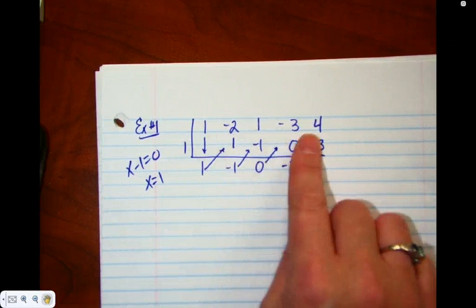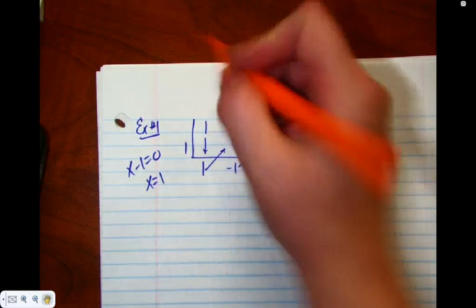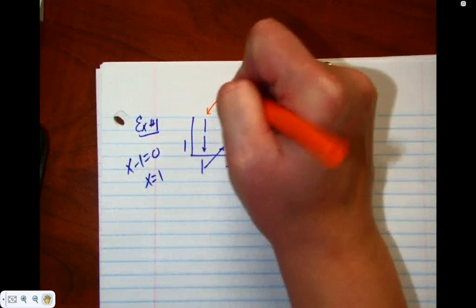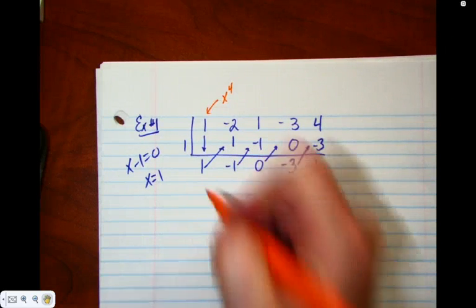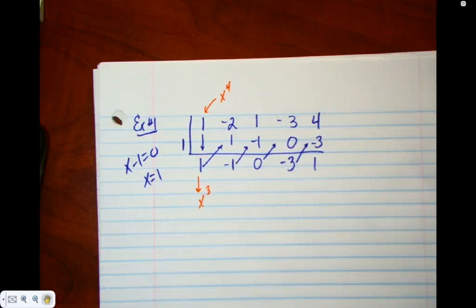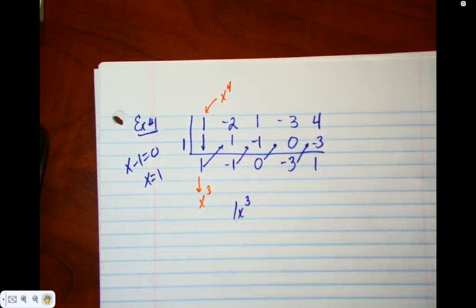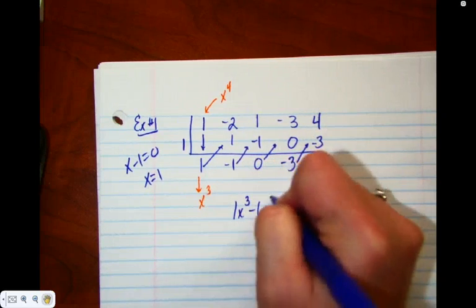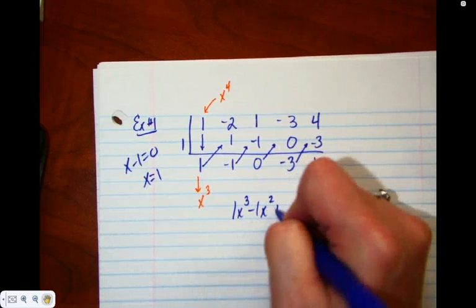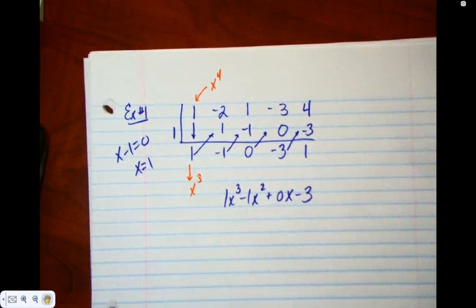This time we have something higher. What was the degree of our polynomial? What was the highest exponent? It was an x to the 4 was our largest exponent. That tells you the first number in the answer has to be an x to the 3. It always works that way, as the answer is one degree less than what you started with. So our answer here is 1x cubed minus 1x squared plus 0x minus 3.